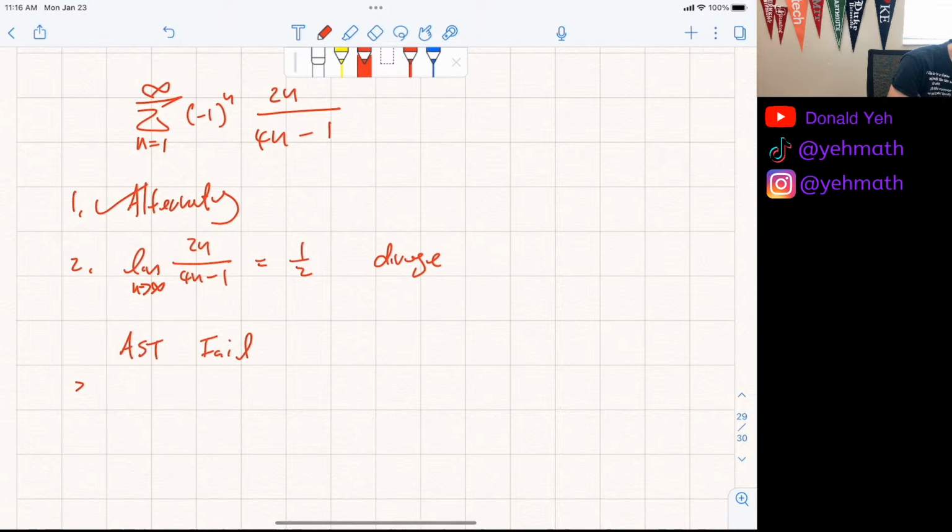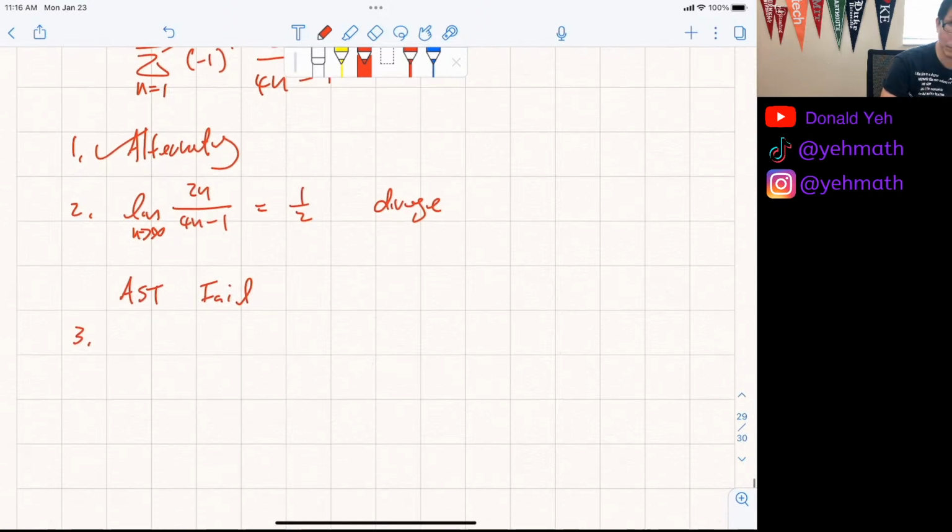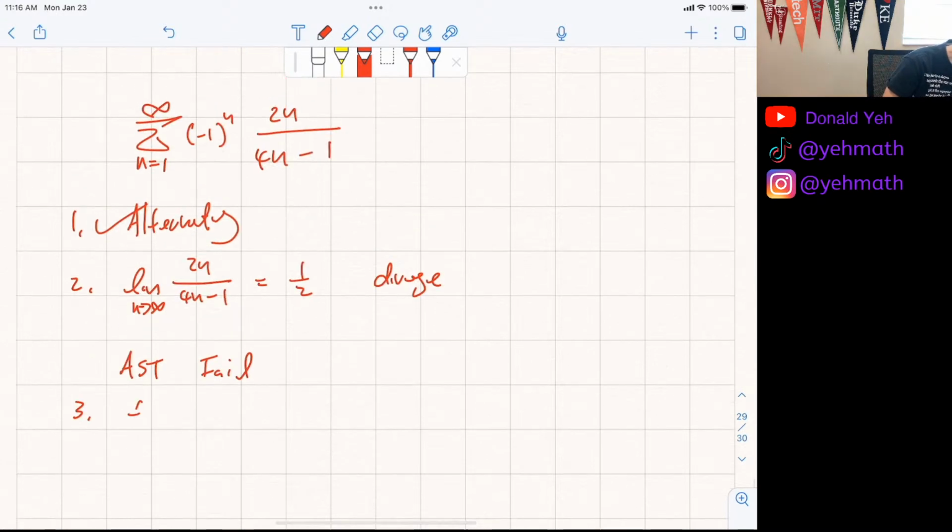And you don't even need to do the third test. If you want to be thorough with the test, you can take a derivative of this, which is f of x equal to 2x over 4x minus 1. If I take a derivative of this, that's going to give you low d high minus high d low.